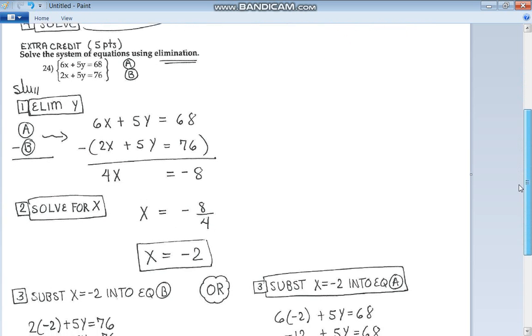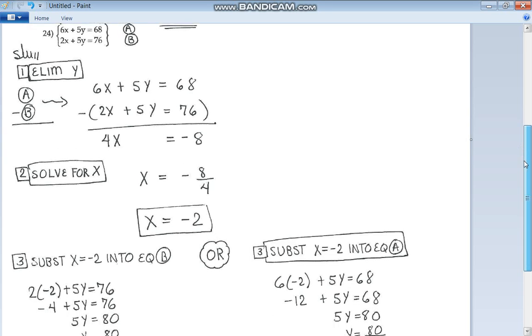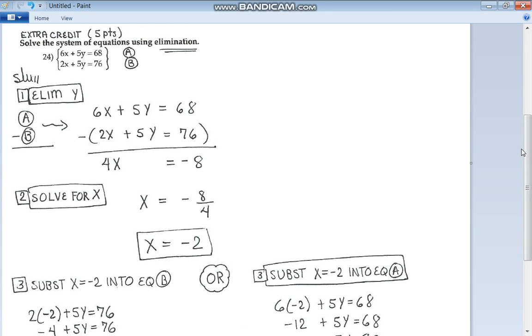Question number 24 is the extra credit question worth 5 points. Solve the system of equations using the elimination method. You cannot use any other method, only the one told to use. So we have equation A and equation B. We are going to eliminate the y. We just made a decision to eliminate y.